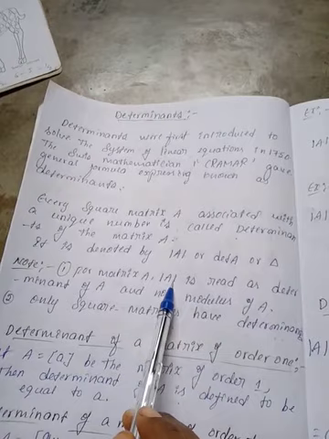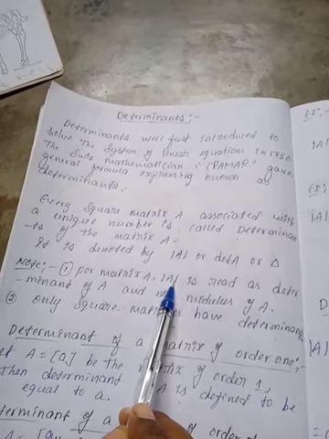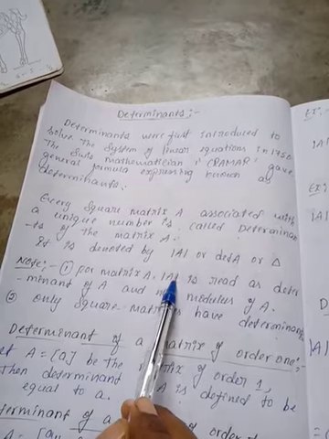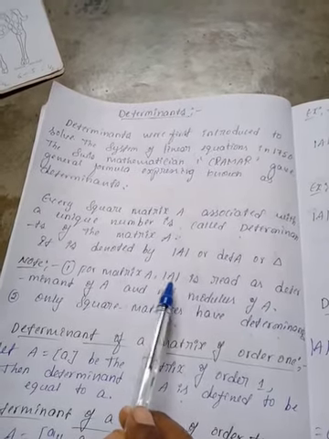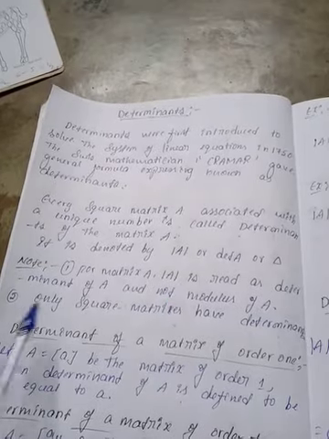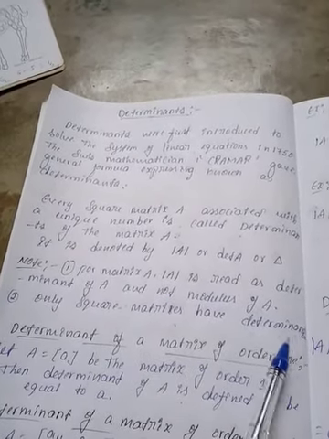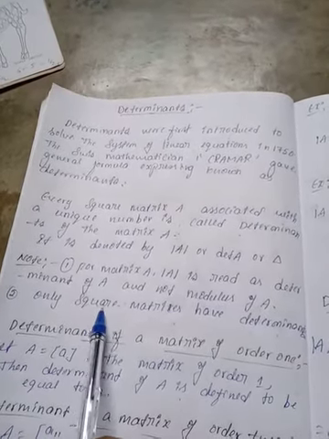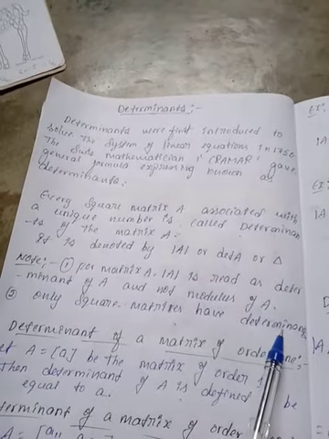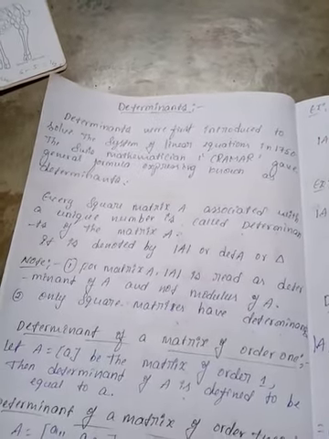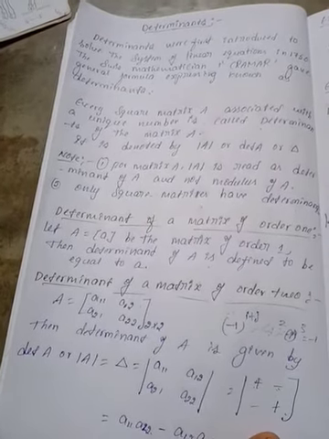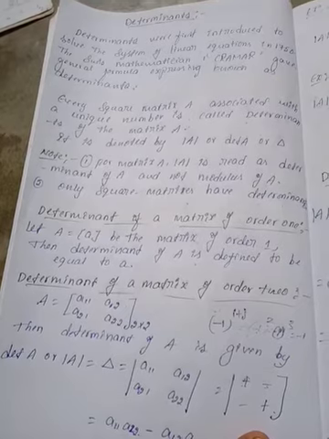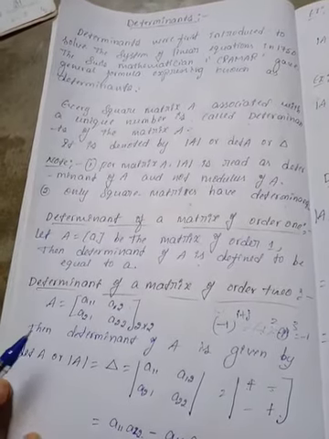This symbol we can also call modulus, but in the lesson of determinants, we read it only as determinant of A, not modulus of A. And the second point, only square matrices have determinants. Already I told you, only square matrices have determinants. Determinants are always of square matrices. Next, this is your definition or concept of determinants. Next, how to solve determinants. If your determinant is of order 1, order 2, order 3, how to solve those orders? Let us see now.